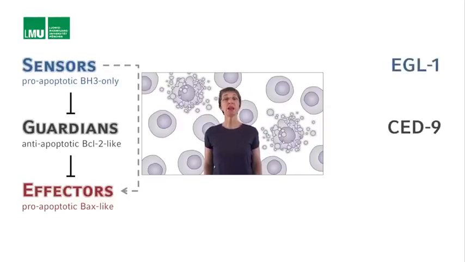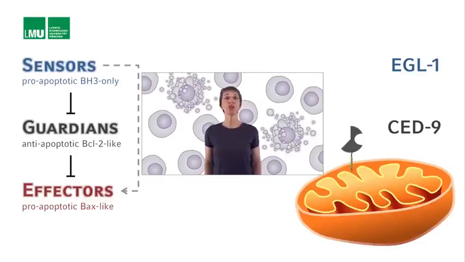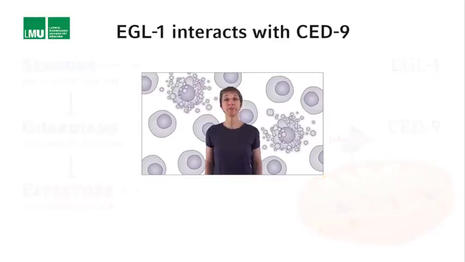SET9 encodes the C. elegans homologue of BCL2, one of the guardians. And AGO1 encodes the C. elegans BH3-only protein, one of the sensors. Like the BCL2 protein, the SET9 protein has a hydrophobic tail, through which it is associated with mitochondria. Furthermore, the SET9 protein interacts with the AGO1 protein, and this interaction inhibits SET9 function. This notion is supported by the following finding.